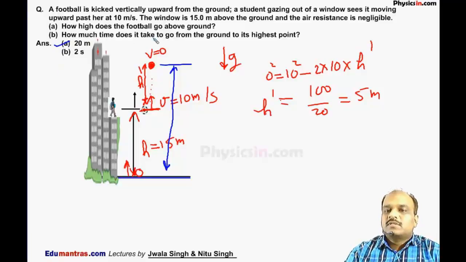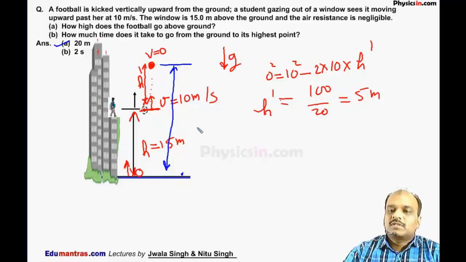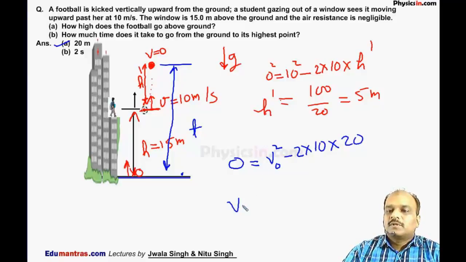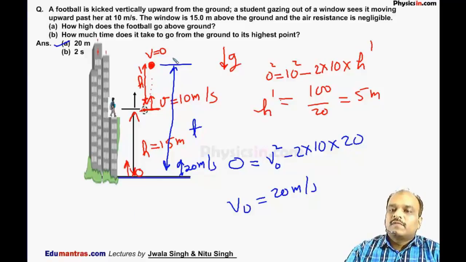Now how much time does it take to go from the ground to the highest point? We have to calculate the time taken by the ball to reach from ground to highest point. Let this time be t. The final velocity is 0 and the initial velocity is not known. So v squared equals v naught squared minus 2 g times the total height of the tower, which is 20. So v naught comes out to be 20 meter per second. So this ball is projected with a speed of 20 meter per second from here, and the final velocity here is 0.